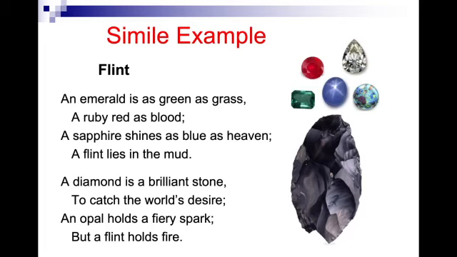So we have a couple of similes in the first stanza. An emerald is as green as grass. So we're having the comparison of an emerald's color of green to the green of a grass. A ruby red as blood is also a simile. We're looking at color again and how a ruby and blood would have a similar color. And the sapphire shines as blue as heaven, where we have sapphire's color blue being compared to the heavenly blue.